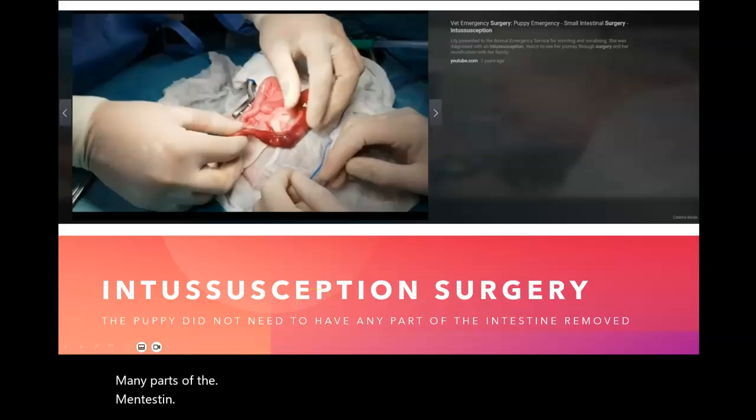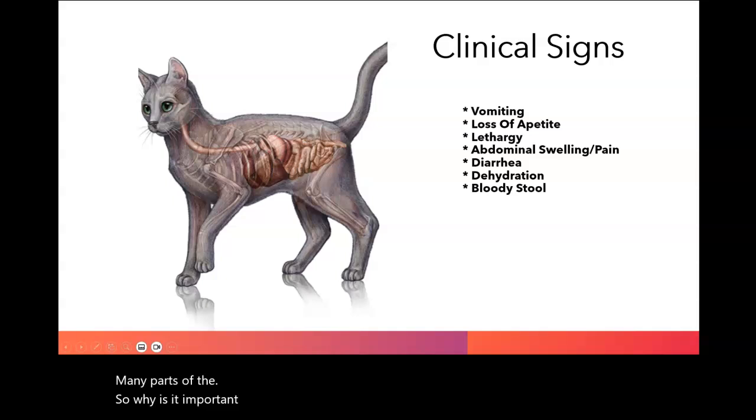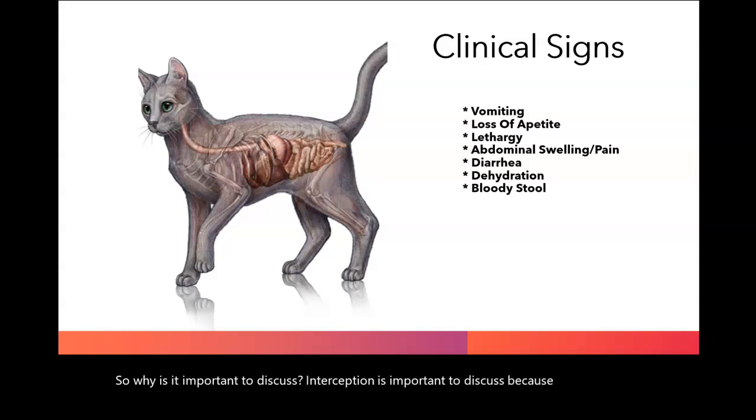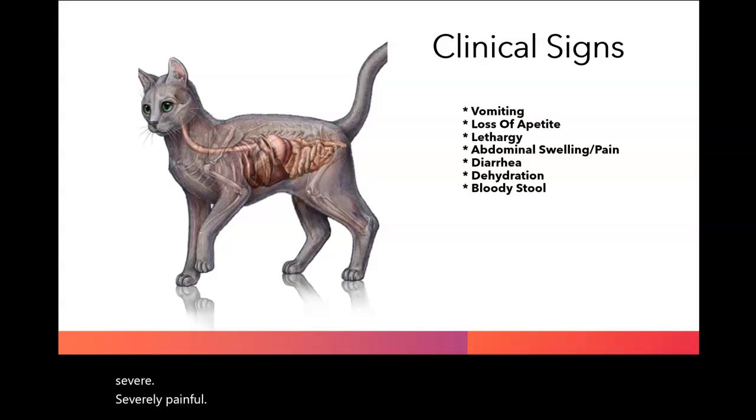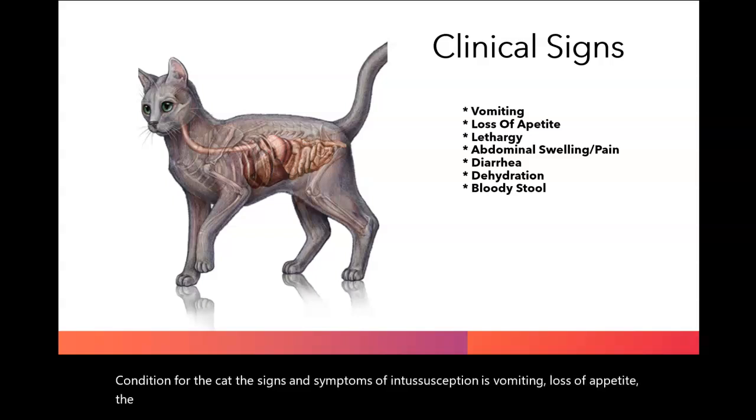So why is it important to discuss? Intussusception is important to discuss because, again, it's a severely painful condition for the cat. The signs and symptoms of intussusception are vomiting and loss of appetite. The animal becomes lethargic, with abdominal swelling and pain, diarrhea, dehydration, and they could have a bloody stool.